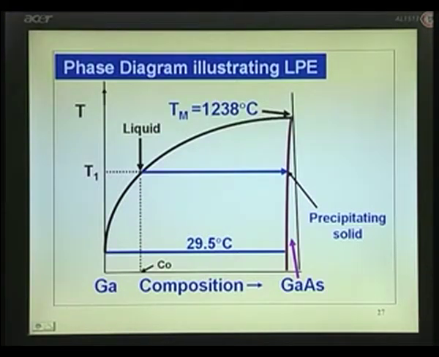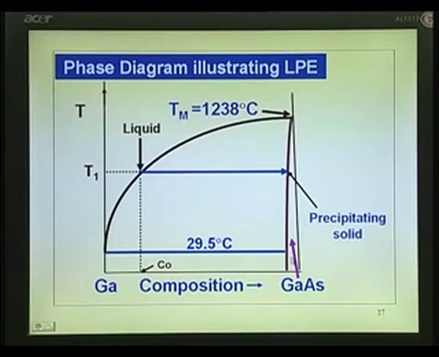you are growing from the melt. It is a melt grown system. Okay? You are going from there. That is the melting point of stoichiometric gallium arsenide, 1238 degrees centigrade, Tm, melting point. Now, from the melt, when you pull the crystal, it is as good as you are coming down in temperature. Okay? As you pull it out, your liquid solidifies and you get gallium arsenide.